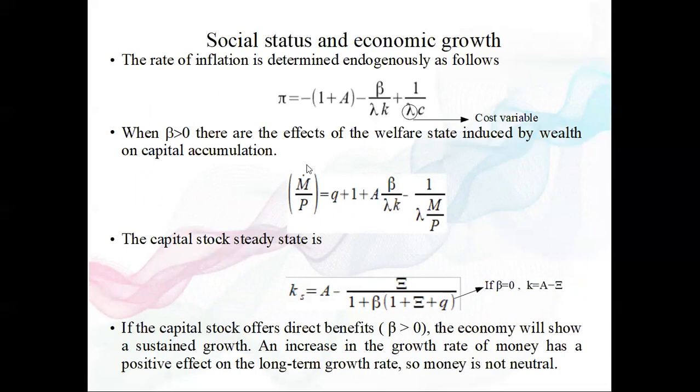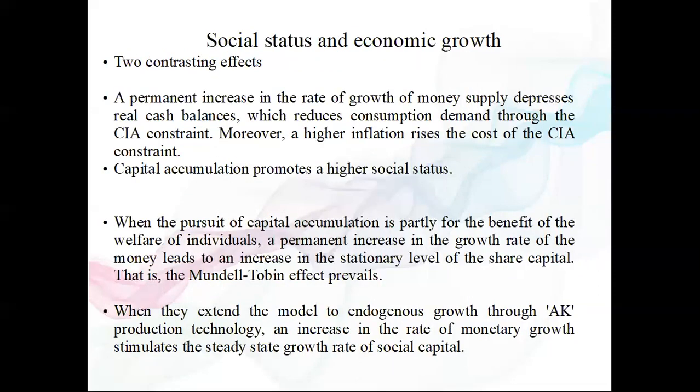And when beta is higher than zero, so where capital stock offers direct benefits, the economy will show sustained growth. An increasing growth rate of money has a positive effect on the long-term growth rate. So money is not neutral in this model. But we have two constraining effects. First of all, a permanent increase in the rate of growth of the money supply depresses real cash balances, which reduces consumption demand through the CIA constraint.